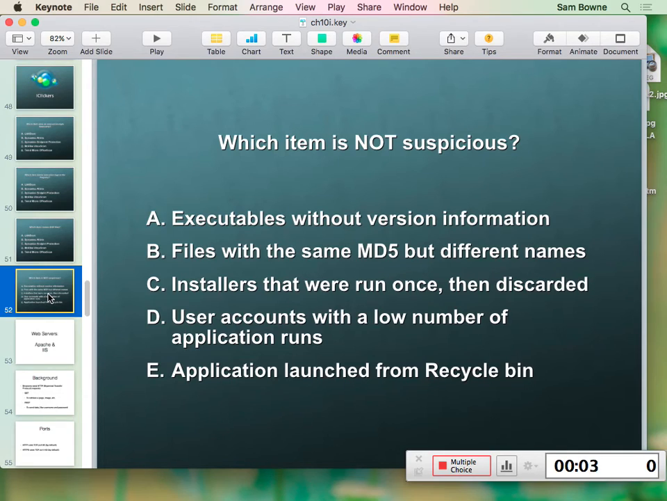Which one of these is not suspicious? Is this a trick question? No, I don't think so. I did a rule of elimination. I think all of them are suspicious. Well, then you've got a problem. But one of them I think is not suspicious. I'll quit at 45.